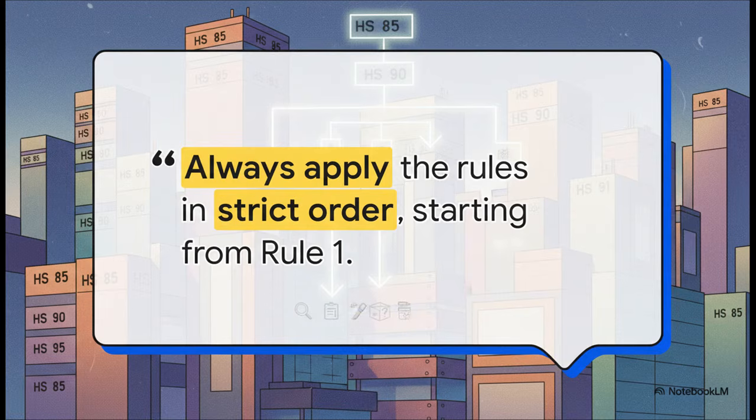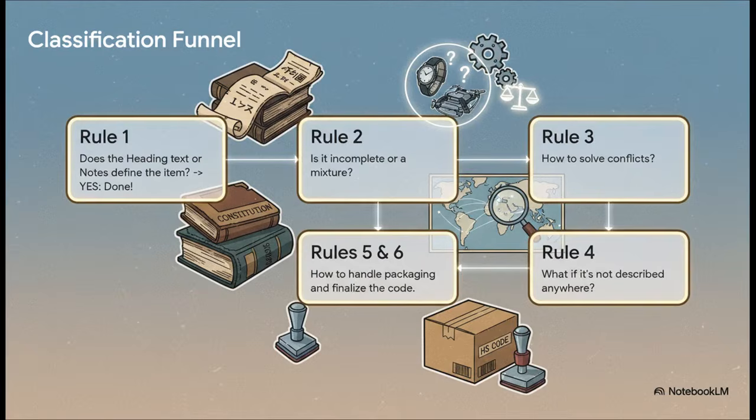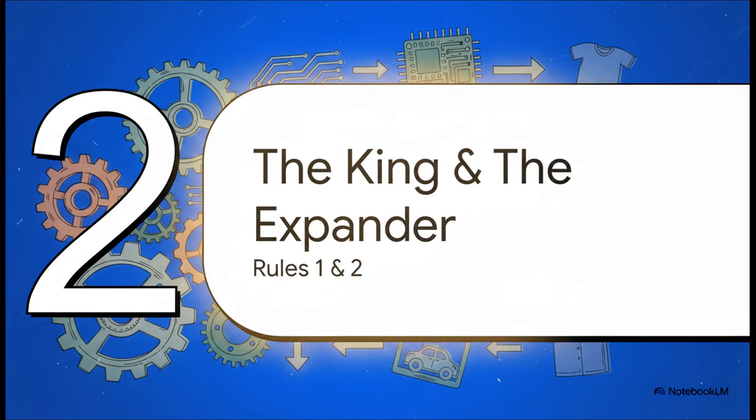I can't stress this enough. Applying the rules out of order is the single biggest mistake you can make. It guarantees you will get the wrong classification every single time. So a great way to think about this is like a decision funnel. You drop your product in at the top. The first stop is Rule 1. Does it fit? If yes, great, it pops out the side, classified. If not, then it drops down to the next level, Rule 2. You only, and I mean only, proceed to the next rule if the one right before it doesn't give you a clear, definitive answer.